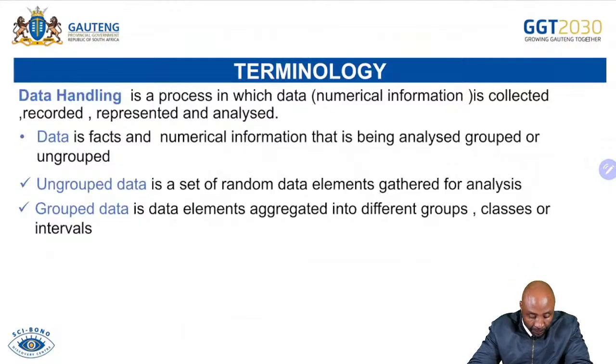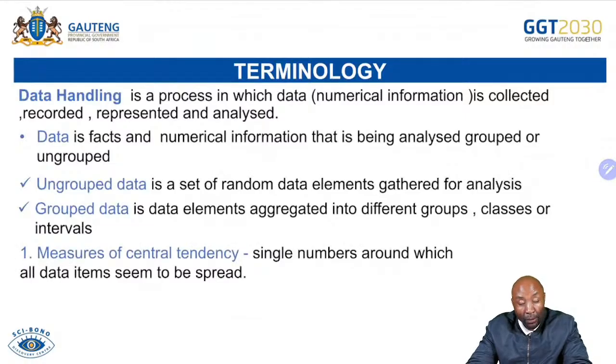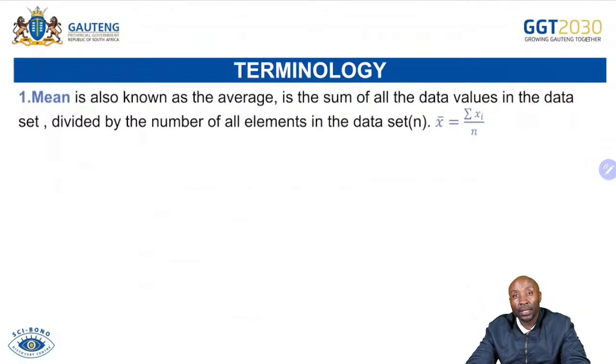Now, for our analysis of our data, we have measures of central tendency. These are single numbers around which all data items seem to be spread. So we have these items that fall under measures of central tendency. We have our mean, which is also known as the average. So mean and average mean the same thing. This is the sum of all data items divided by the number of data items in the set.